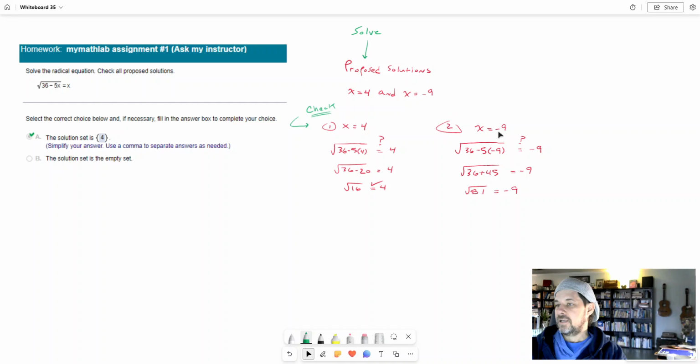And then I go to check -9, and same thing, I put -9 in for x, and let's see, I get -5 times -9, that's positive 45. I get root 81. And then it comes down and says root 81 is -9. Now, it's tempting to think that, you see a root 81 and a 9, and then that might be correct, but let's try it.